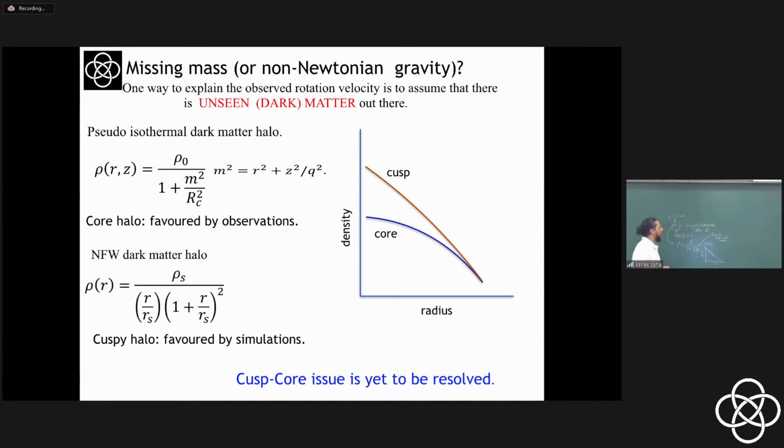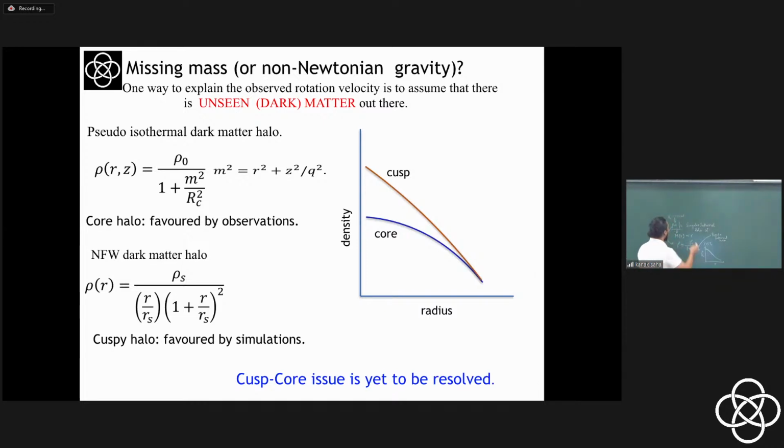Now this is being used to model dark matter halos in many galaxies in observation. Once you have a flat rotation curve, you can use this dark matter halo profile to model the observation. However, the dark matter halos that are produced in the cosmological simulation are slightly different.